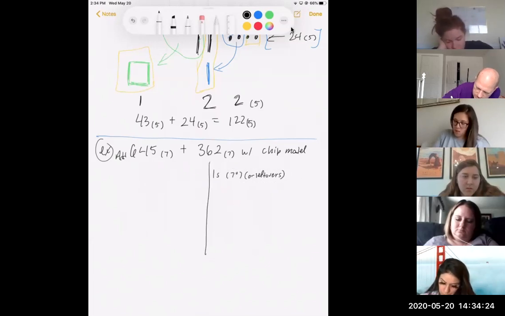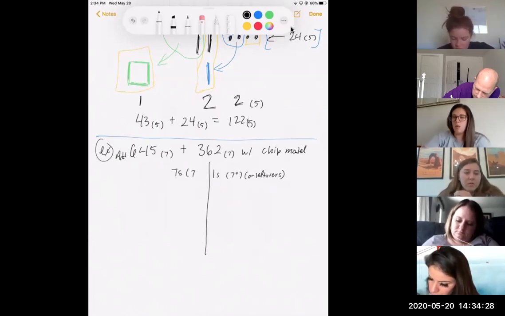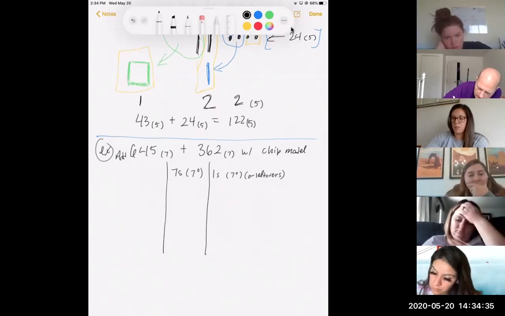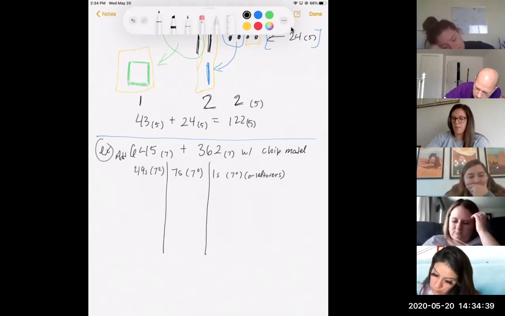Then after the 1s place, or the leftovers, we have the 7s place, which is 7 to the 1 power. And then after the 7s place, we have the 49s place. Okay, 7 squared.